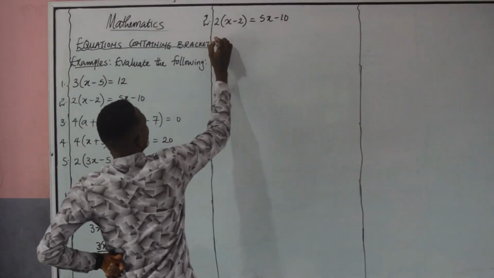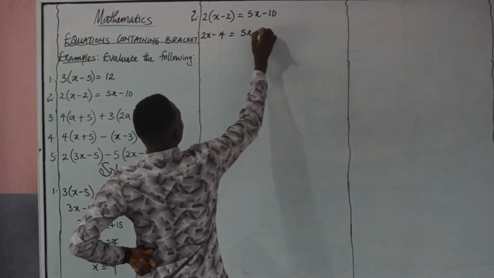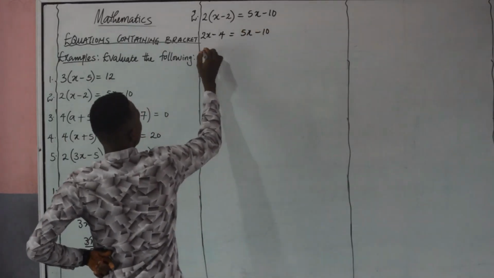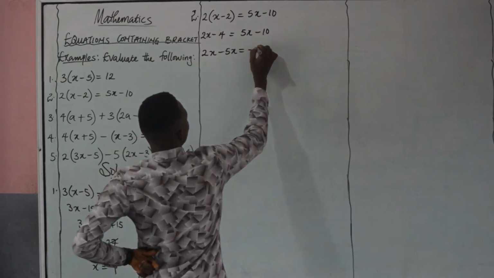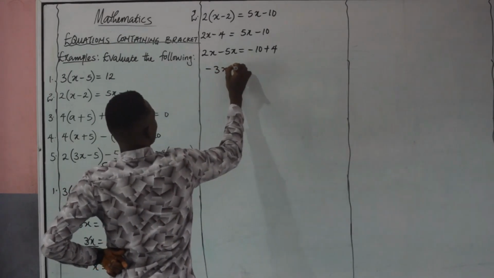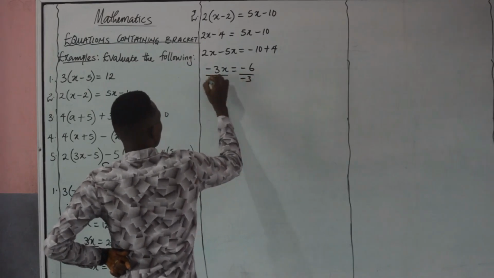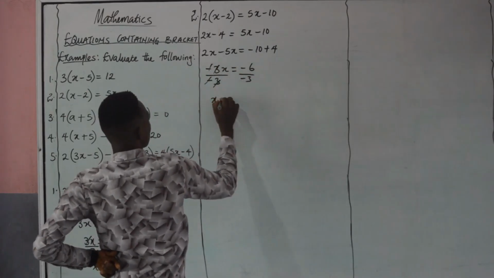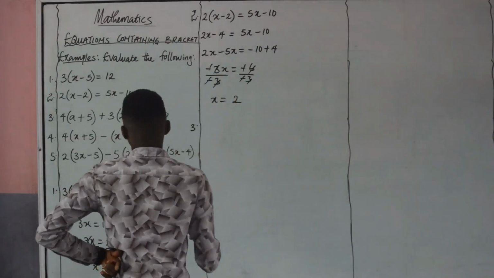So here we have 2x minus 4 equals to 5x minus 10. Collecting the like terms, we have 2x minus 5x equals to minus 10 plus 4. Minus 3x equals to minus 6, dividing both sides by minus 3. Minus 3, this and this is gone. We have x equals to 2. So with that, we are done with the second question.